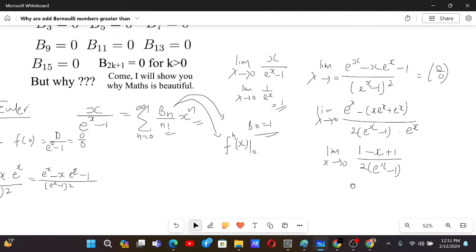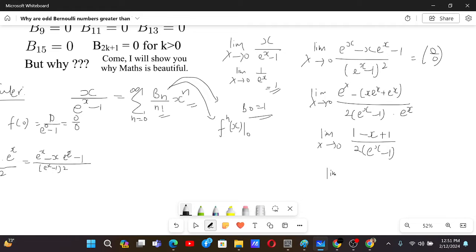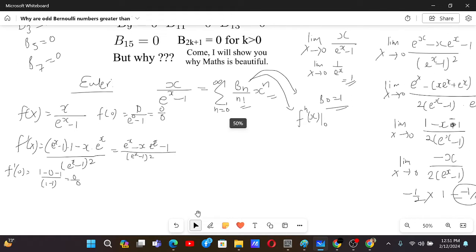Now this is just the limit as x tends to 0. So this is not plus 1, this is minus 1 actually. So minus x by 2 times (e to the power x minus 1). Now if we take minus 1 by 2 out, this limit is already over here and this is 1, so we have minus 1 by 2. So we see that this first derivative evaluated at 0 is actually minus 1 by 2. So that's why B of 1 is actually minus 1 by 2.